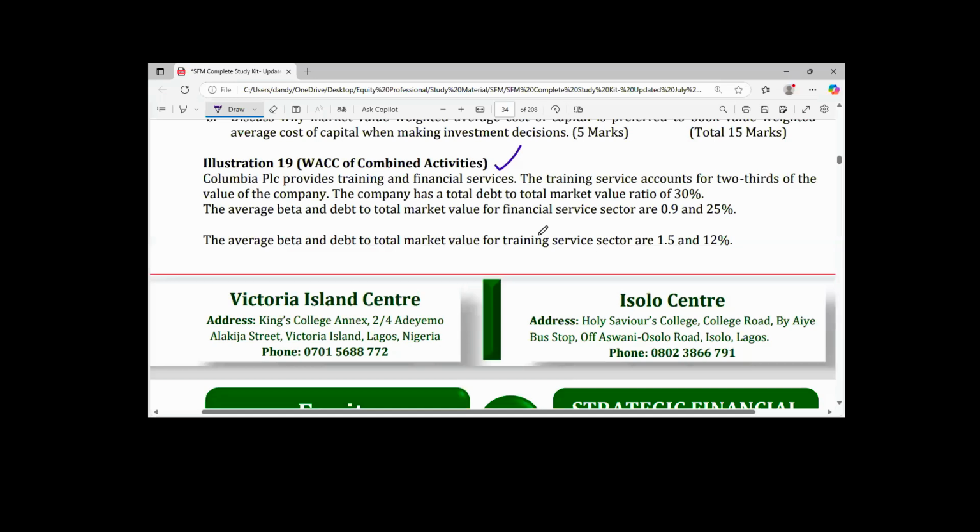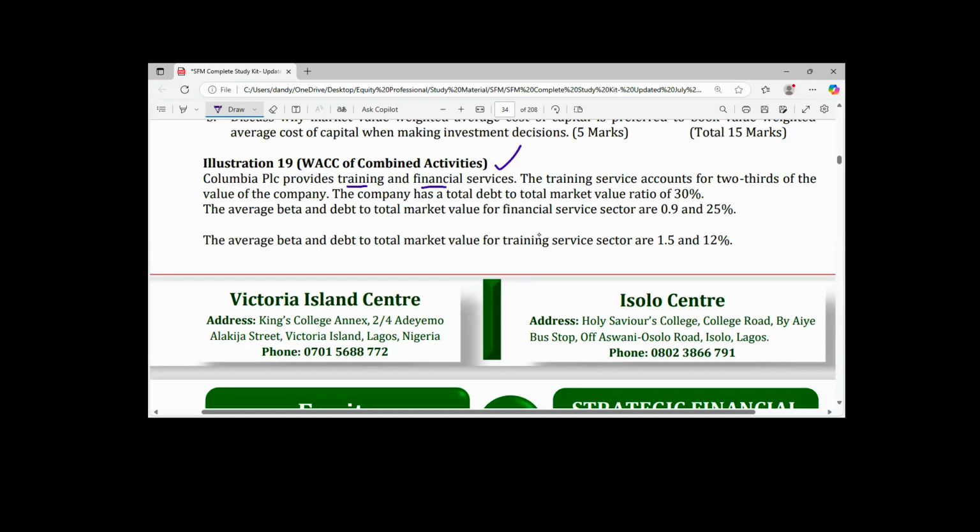When you look at the first paragraph of the question, the examiner told you that Columbia PLC provides training and financial services. So the training service accounts for 2/3 of the value of the company, which means that financial service will account for 1/3 of the total value of the company. So with this information, I can categorically tell you that we are supposed to use WACOCA, because this company, Columbia PLC, is into training as well as financial services.